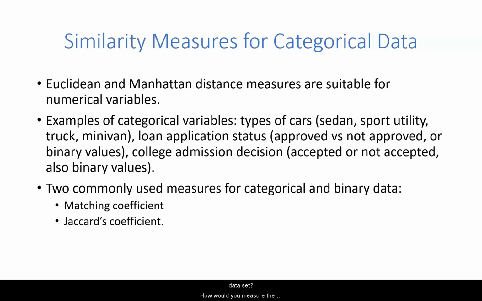What if you only have categorical variables in your dataset? How would you measure the similarity between these observations? Well, there are 2 primary techniques for these situations: matching coefficient and the Jaccard's coefficient. Let's first look at the matching coefficient.